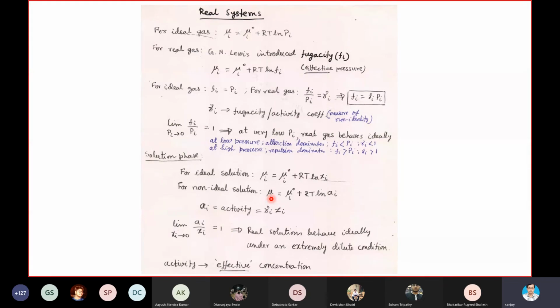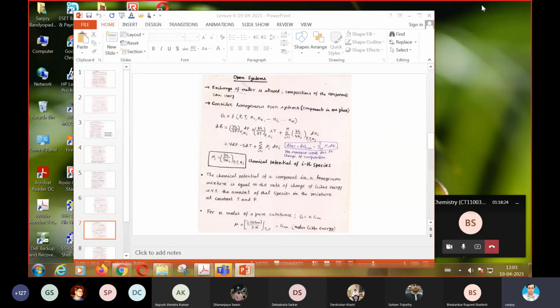And also, in general, you know that what we talk about in real gas or real solution systems, we essentially write in terms of activity or fugacity, effective pressure. So this is important conceptually.